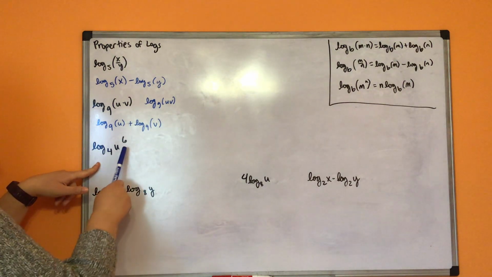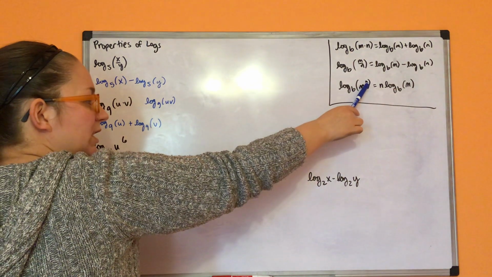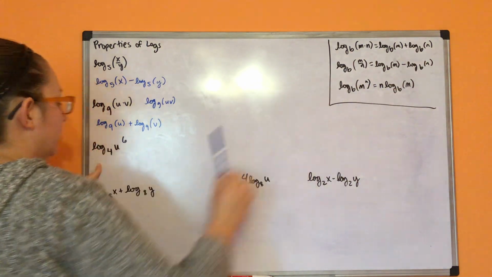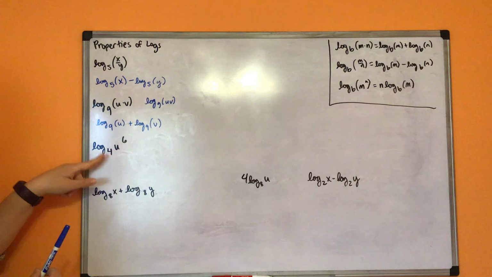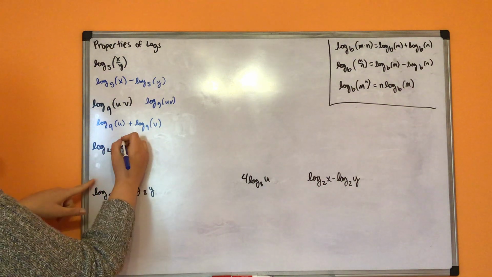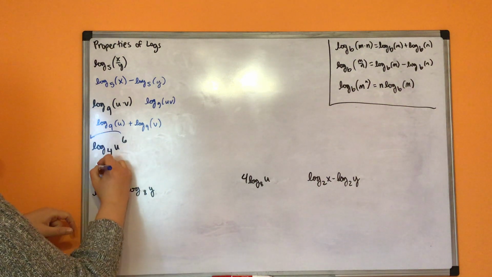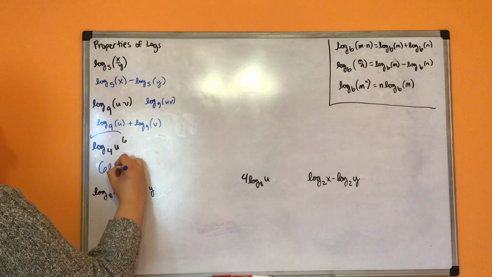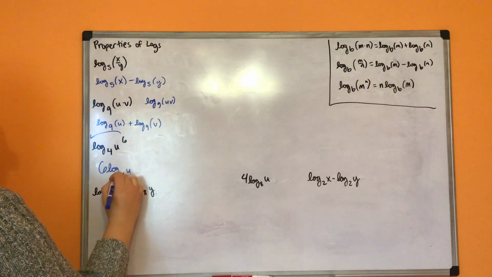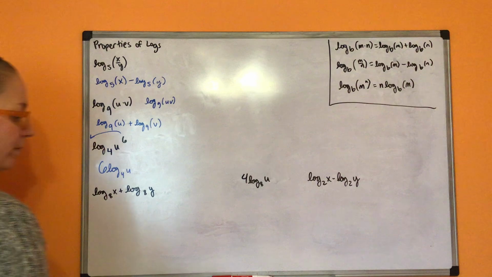Next one, I have an exponent inside the log. Exponents inside the logs can get turned into coefficients. So instead of writing this as log base 4 of u to the 6, I can take that coefficient 6 and move it out front. This becomes 6 log base 4 of u. All I've got to do there.